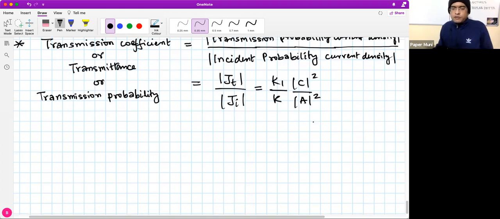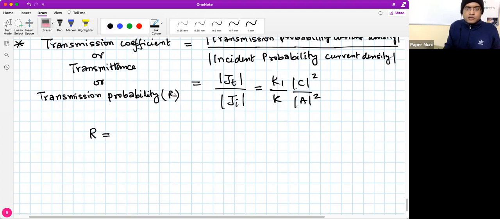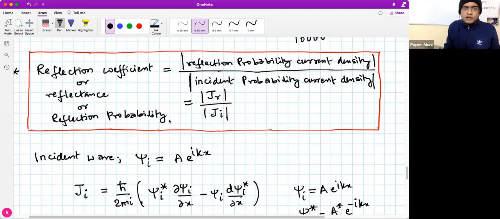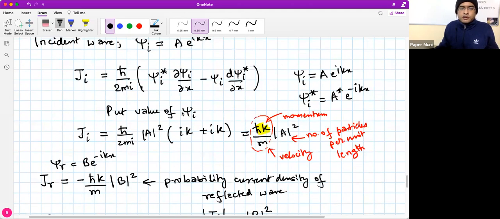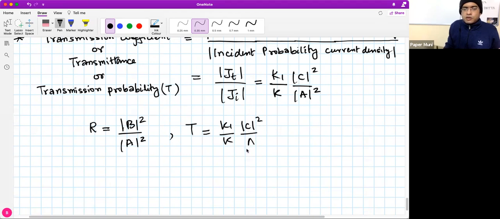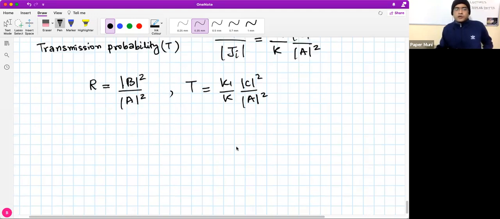Now what do we need? We have the reflection coefficient, which is defined by R. Sorry, not R, this is T, the transmission coefficient. And the reflection one is represented using capital R. So what we are looking for is the following: we want to calculate R, which is given by mod B square, and T, which is given by k1 by k times mod C square. All right, so this is what you have.